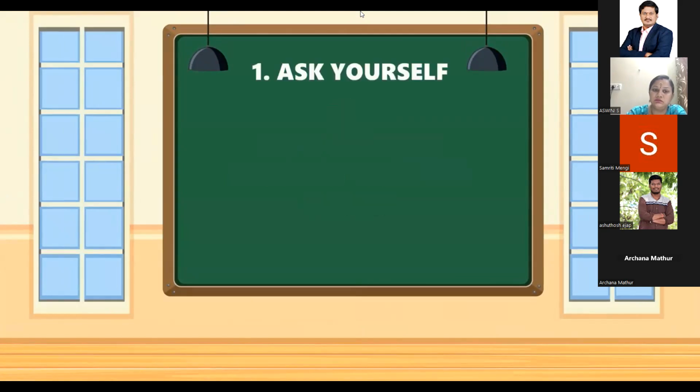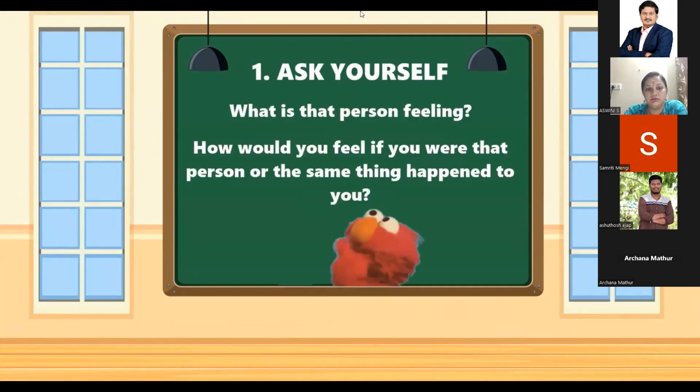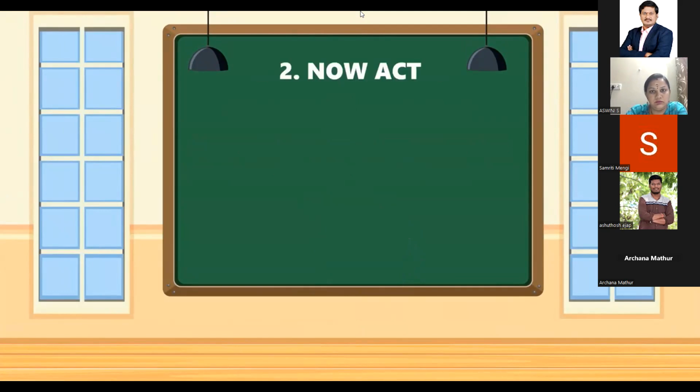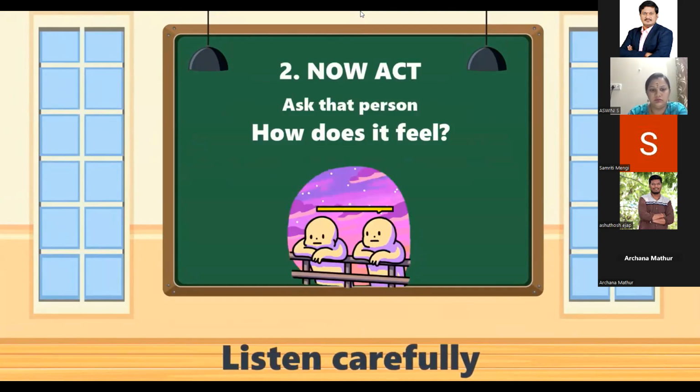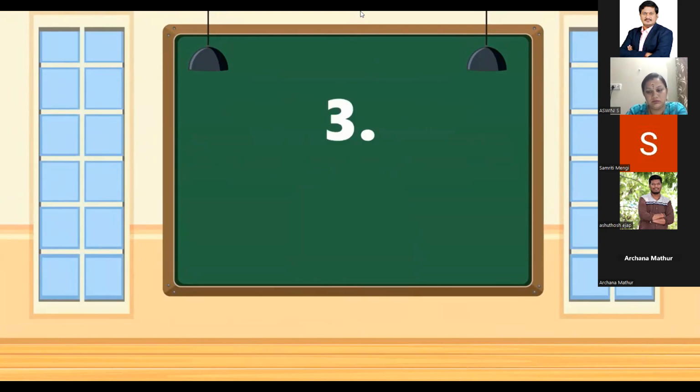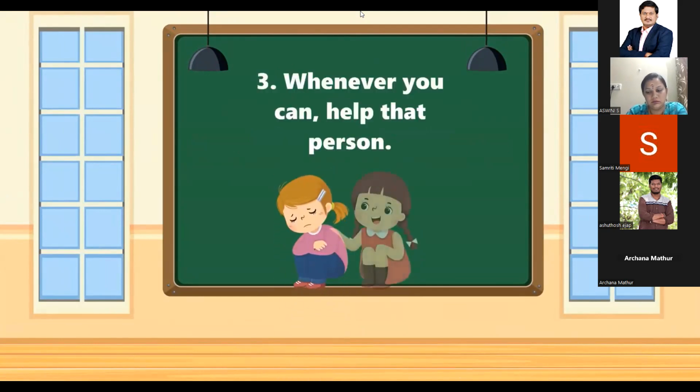Ask yourself, what is that person feeling? How would you feel if you were that person or the same thing happened to you? Now act. Ask that person, how does it feel? Listen carefully. Whenever you can, help that person.